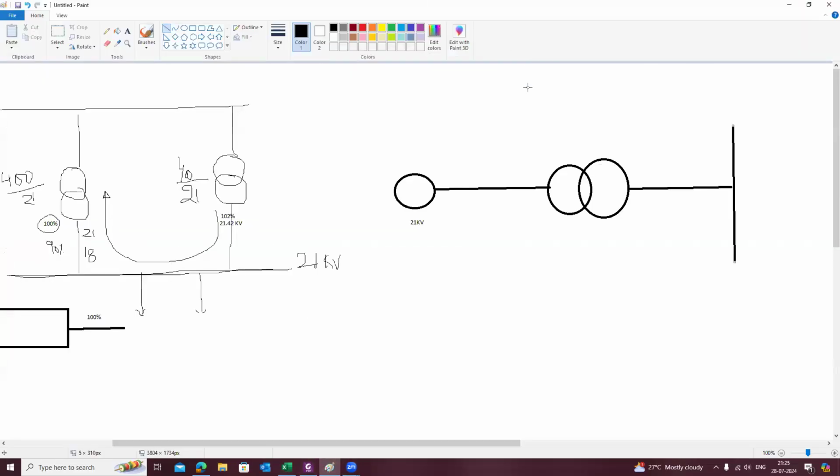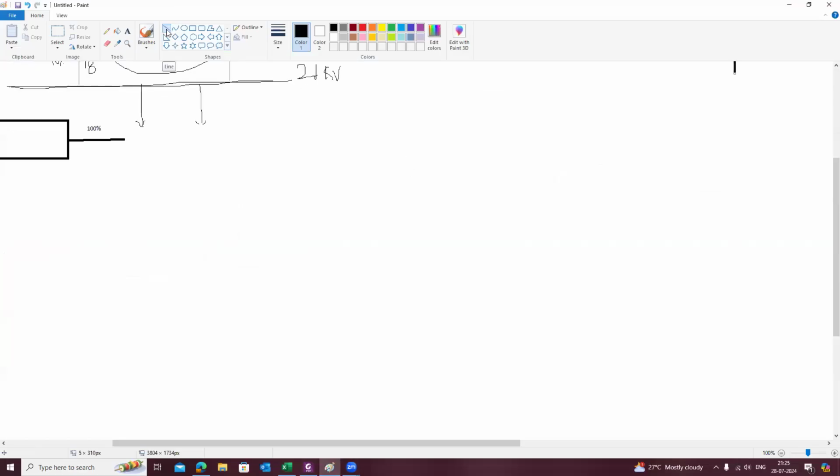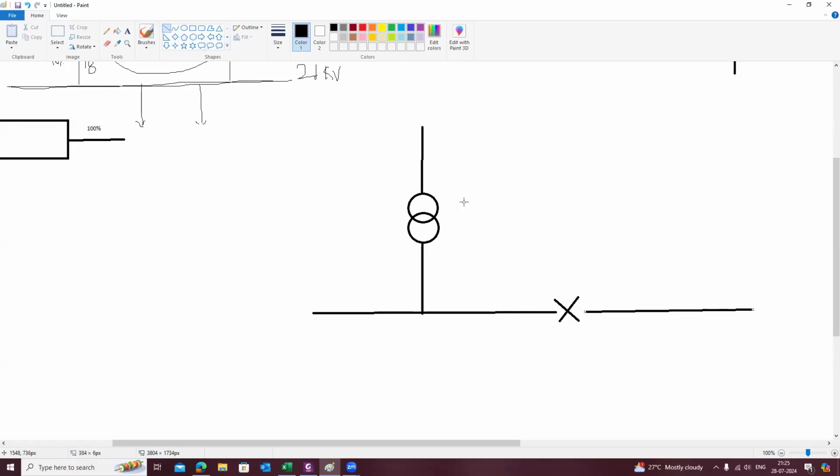Let's take the same example we discussed yesterday. Suppose I have a transformer feeding the load to one particular bus, and there is a bus coupler and another bus, fed by another transformer, supplying different loads connected to this bus. Now here I'm talking about the configurations.